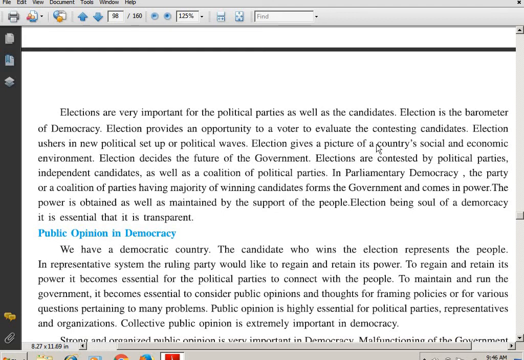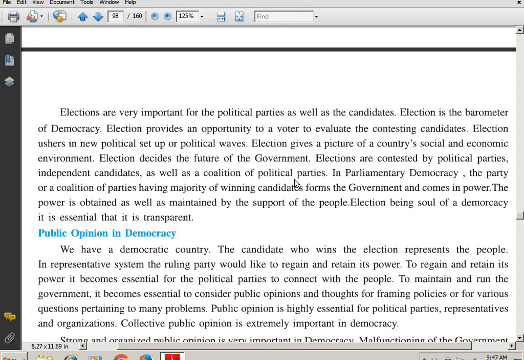Election ushers in a new political setup or political waves. Election gives a picture of a country's social and economic environment, how the environment has been, and how the support of the people has been. Election decides the future of the government. Elections are contested by political parties, independent candidates, as well as coalitions of political parties.